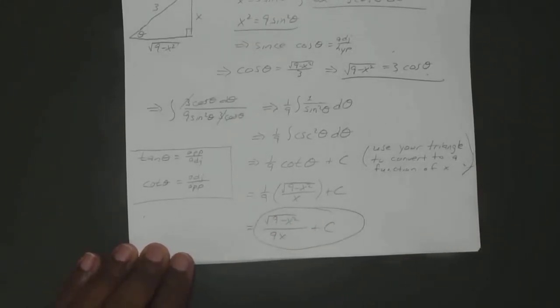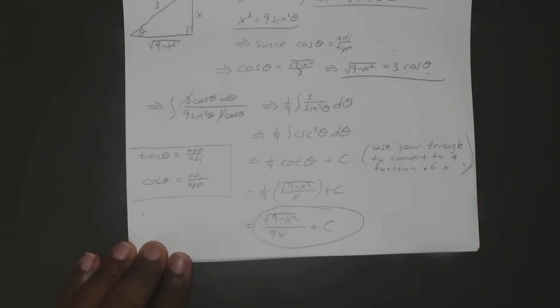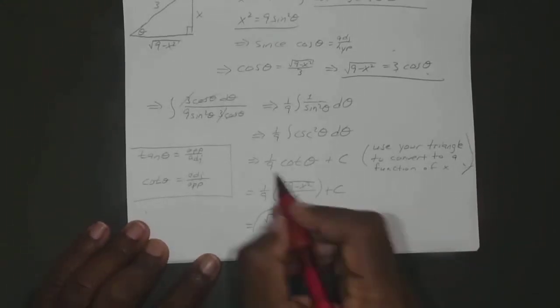Yes? Would all the stuff involving cotangent be negative? What do you mean negative? The integral of cosecant squared is negative cotangent. Oh, did I leave out the negative? Yep, I guess I did leave out the negative. So it would be negative.